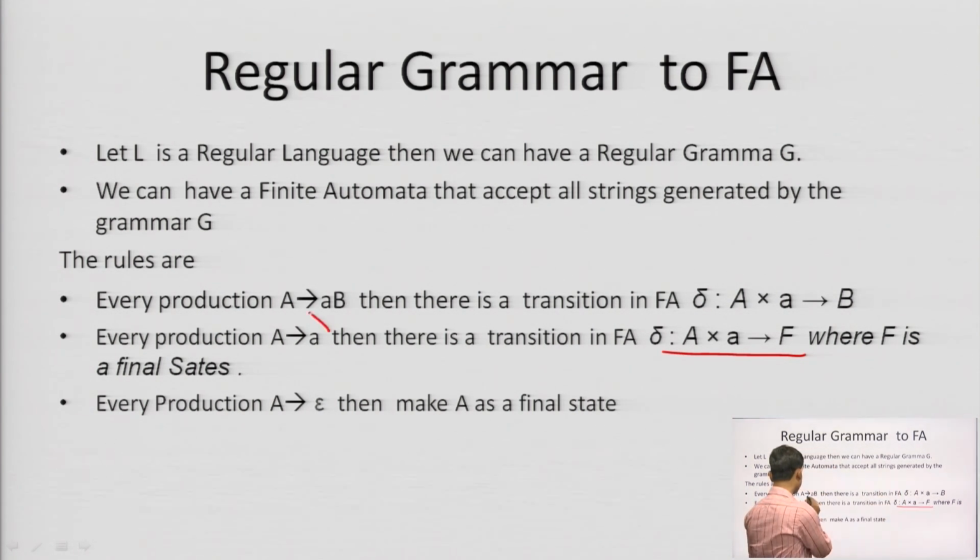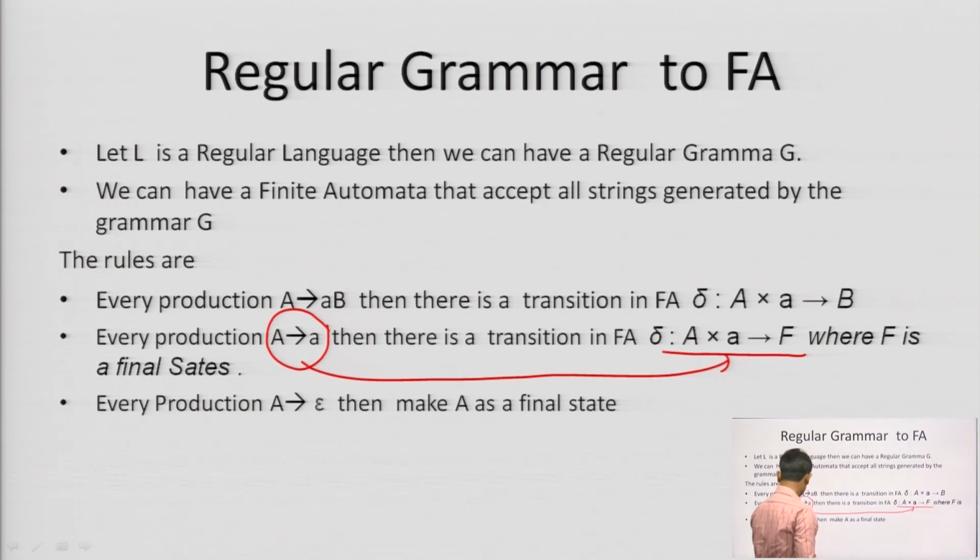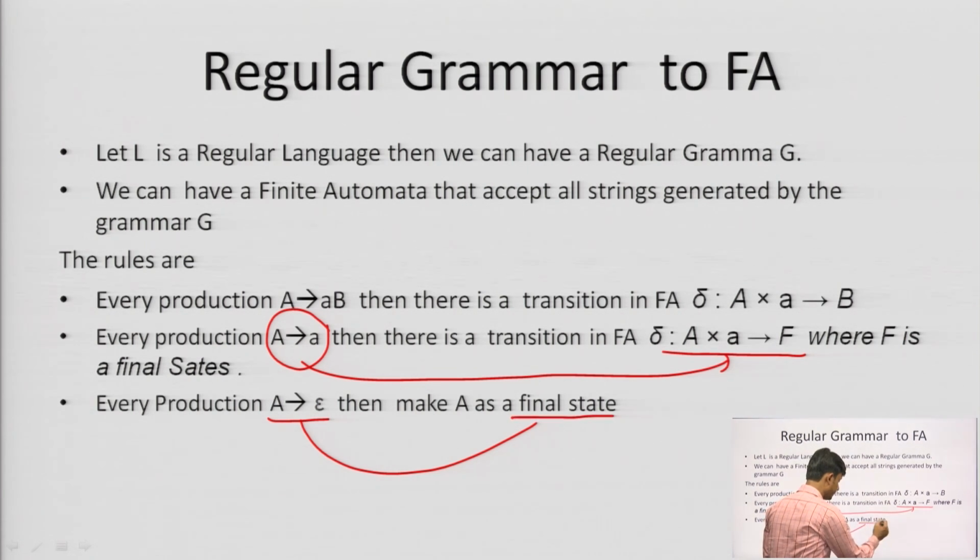If this type of production is there, you have to make it the final state. So, now every production A to epsilon, make A a final state. Suppose any production is there giving the epsilon transition, we have to make it a final state. So, these are the rules we have to follow to convert a regular grammar to finite automata. Using these three rules, we can get a finite automata from a regular grammar.